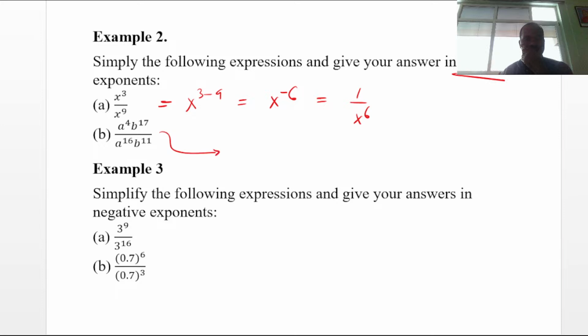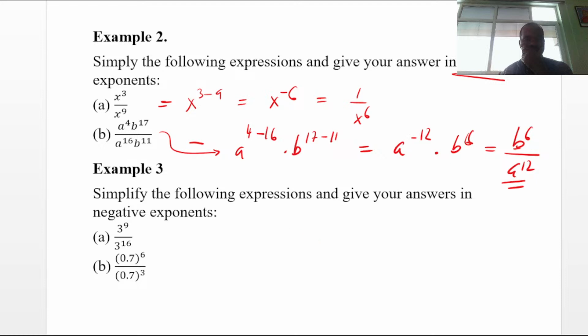Coming to this, you check the exponents with the same base. So this is going to be equal to a power 4 minus 16, b power 17 minus 11. And this is going to be equal to a power negative 12 times b power 6. Because we are supposed to give only positive exponents, this is actually b power 6 over a power 12.